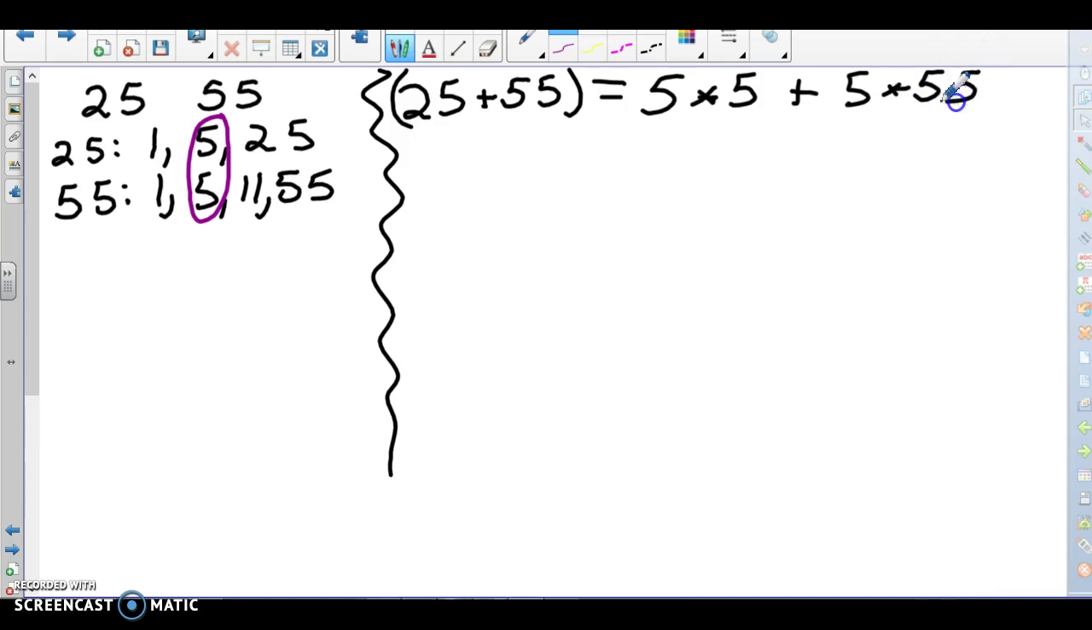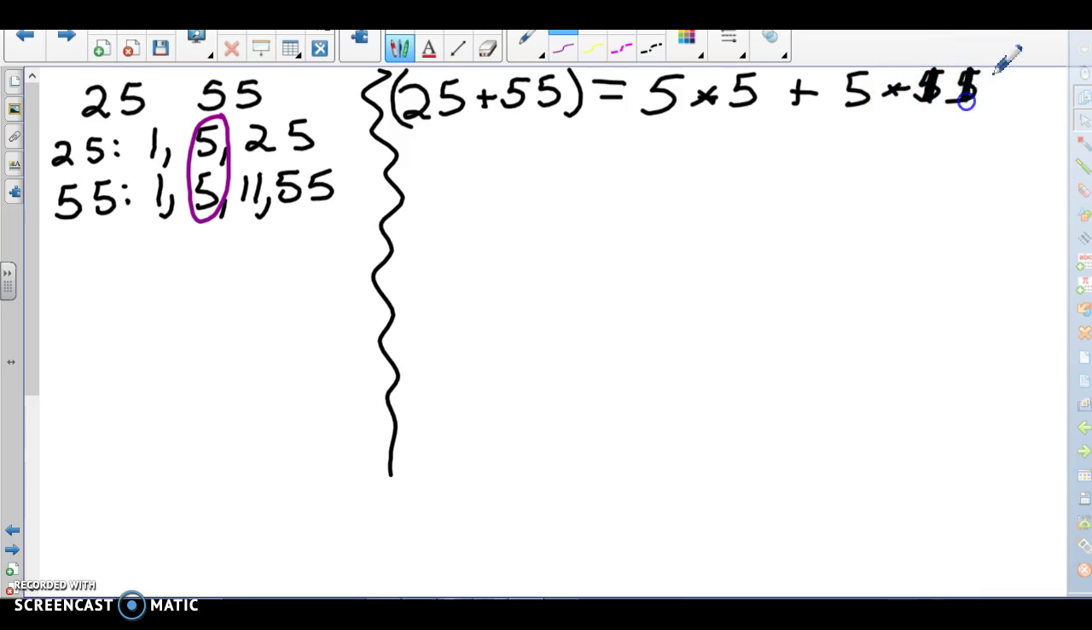Now remember, right now you could probably do this in your head. Adding 25 and 55 is easier because you're working with friendly numbers. The goal is not to find the easiest way. Right now we want to use distributive property while it's still easy. So 5 times 5 and 5 times, this should be 11.